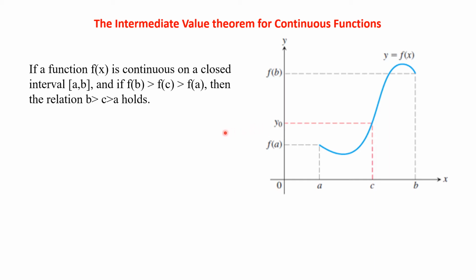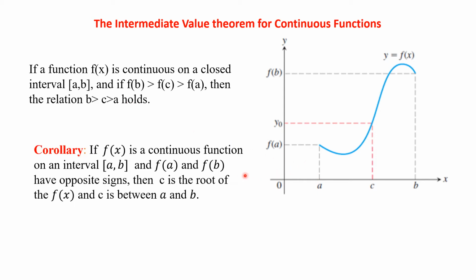We can summarize that as: if a function f of x is continuous on a closed interval A comma B, and if f of B is greater than f of C, which is greater than f of A, then the relationship B greater than C greater than A holds, which indeed is the case.